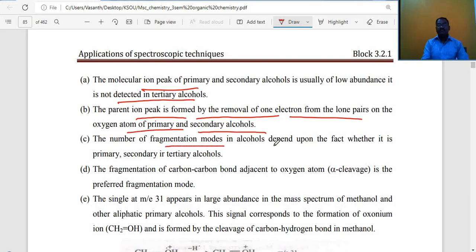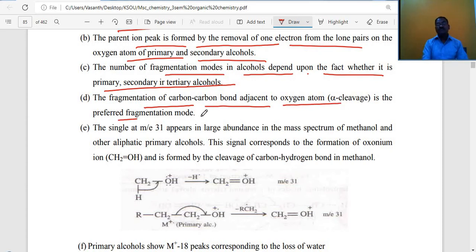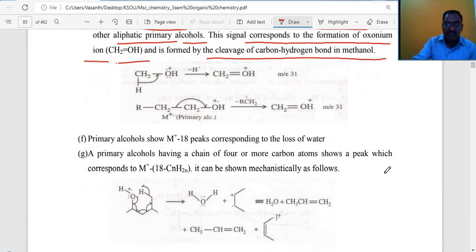The number of fragmentation modes in alcohols depends upon whether it is a primary, secondary or tertiary alcohol. Fragmentation of the carbon-carbon bond adjacent to the carbon atom, the alpha cleavage, is the preferred fragmentation mode. The signal at m/e 31 appears in large abundance in the mass spectrum of methanol and other aliphatic primary alcohols. The signal corresponds to the formation of the oxonium ion. Oxonium, that is CH2OH, is formed by the cleavage of the carbon-hydrogen bond in methanol.